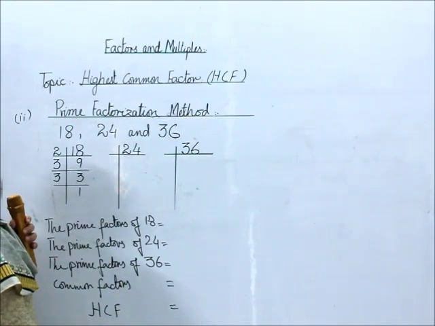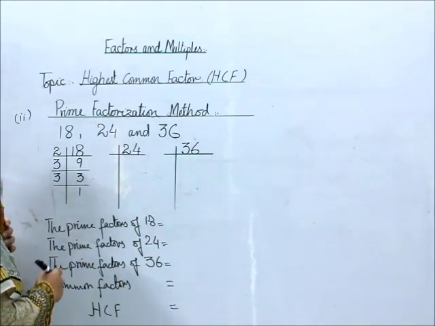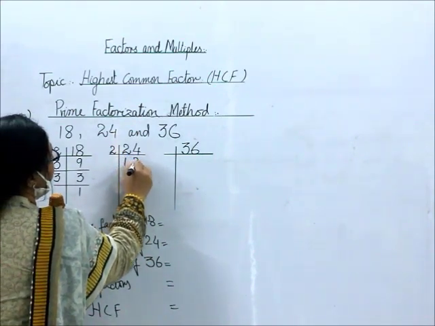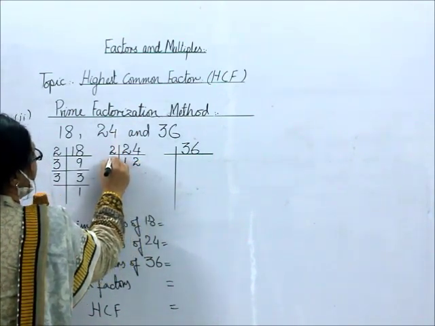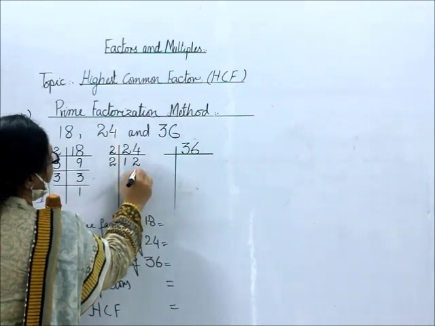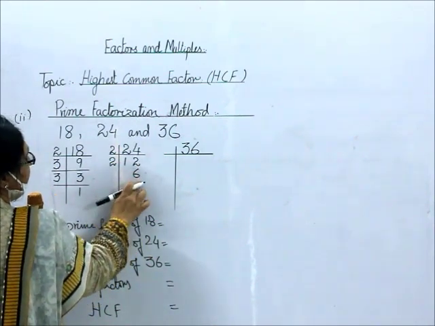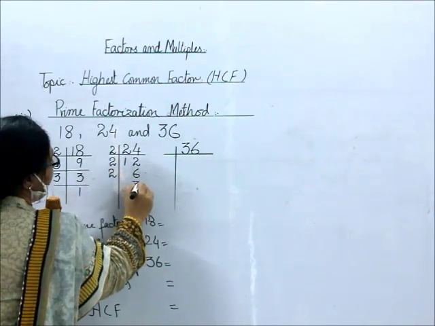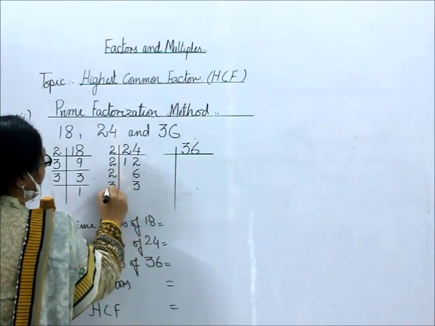Okay students, 24 is also an even number. So it is divisible by 2. 2 12s are 24. Then 12 is an even number, divisible by 2. 2 6s are 12. 6 is also an even number. It is also divisible by 2. 2 3s are 6, and then 3 1s are 3.